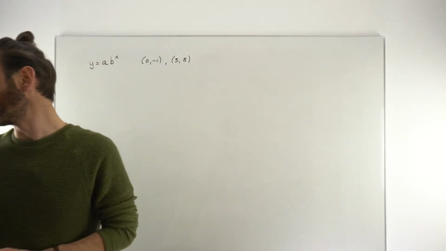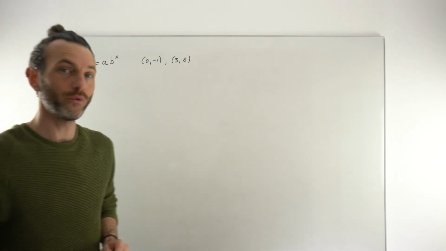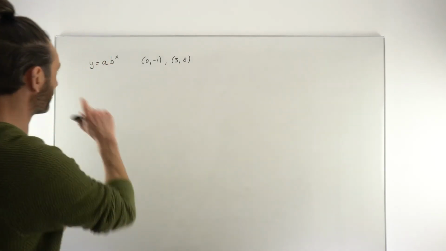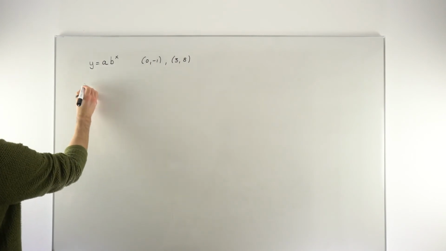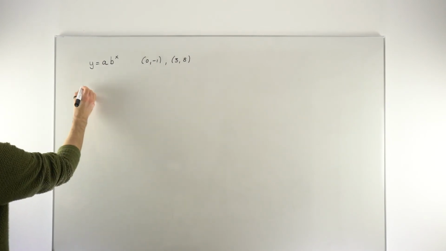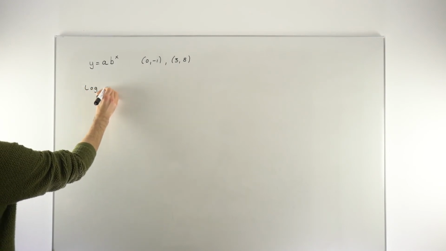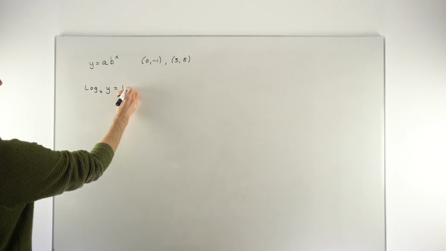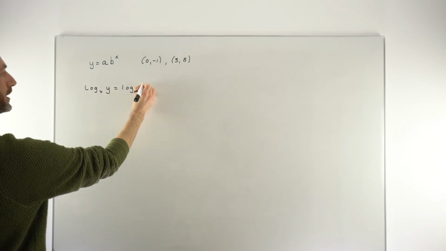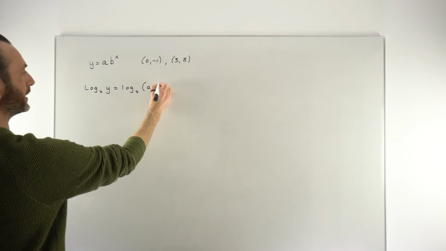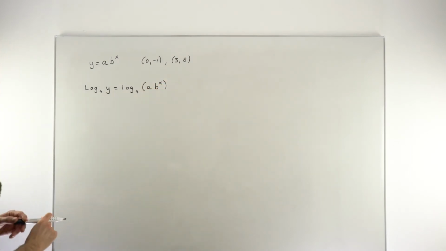If you look in the question, you can see that the log is to base 4. So we're just going to take the log to base 4 of both sides of this expression. Because it's an equation, you can always do the same thing to both sides, including introducing a logarithm. So log to base 4 of y must equal log to base 4 of the other side. I'm just going to pop that in a bracket, so ab to the power of x.